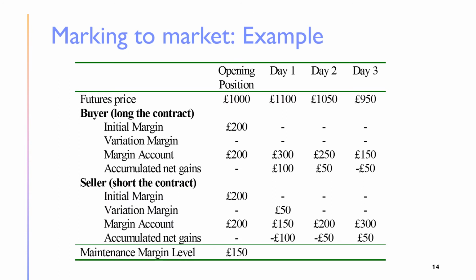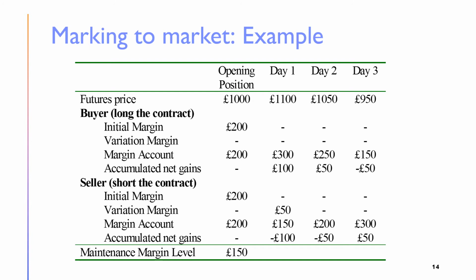Let's look into an example on marking to market. At the time when the futures contract is entered, the futures price is £1,000. The initial margin requirement is £200 and the maintenance margin level is £150. Both buyers and sellers deposit initial margin of £200.